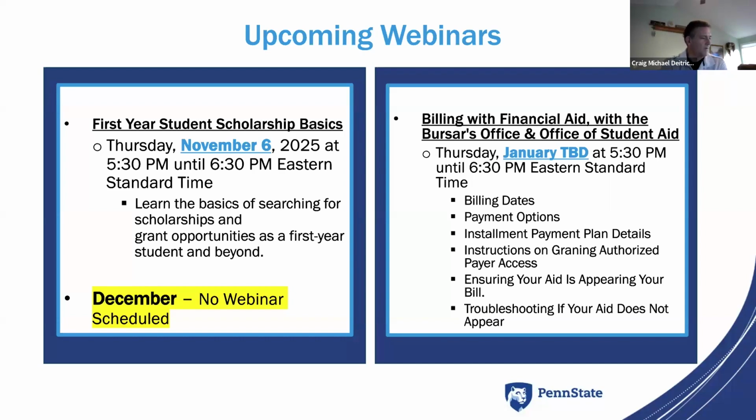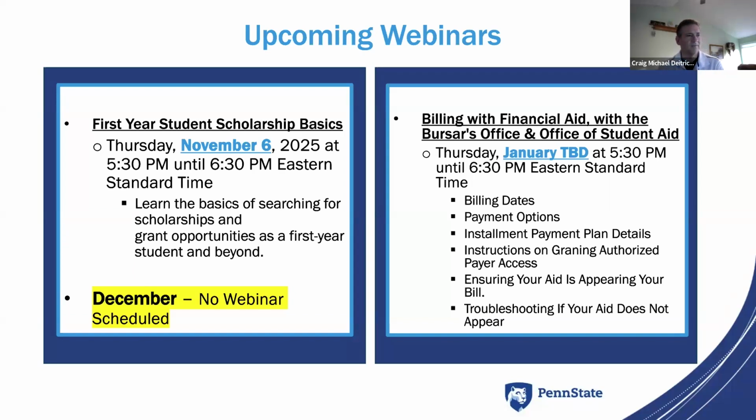Right now, we have no webinar scheduled for December, but we do have a very important one, the big one, coming up in January. We don't know what Thursday it's going to be yet, but it is going to be a Thursday in January. Same time, 5:30 to 6:30. And that's going to be in combination with the bursar's office, and discuss everything about paying your bill at Penn State. So I'll talk about the billing due dates. I'll talk about payment options, the installment payment plan, talk about granting authorized payer access. We've talked about delegated access. That's what you need to do for financial aid.